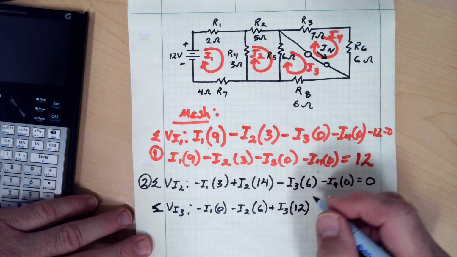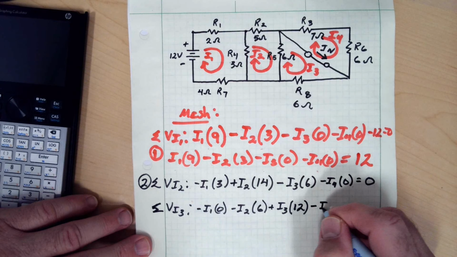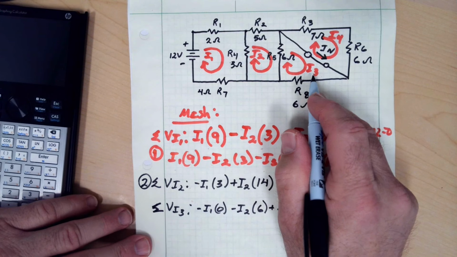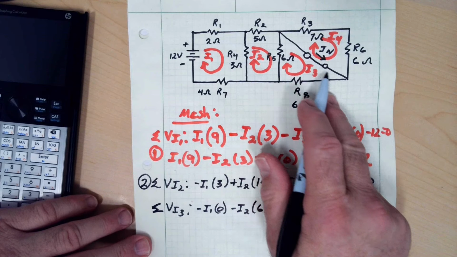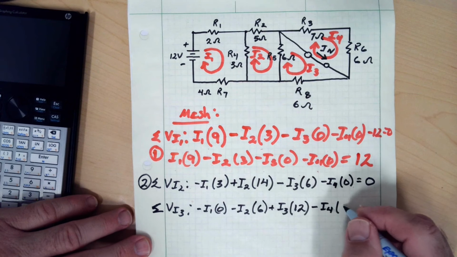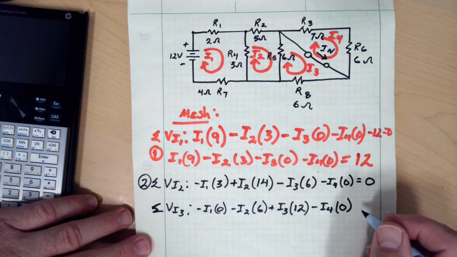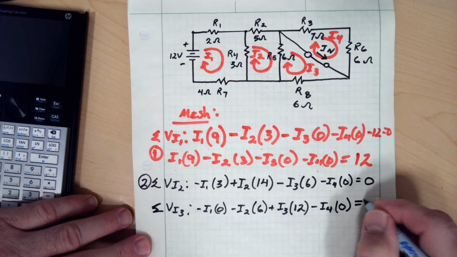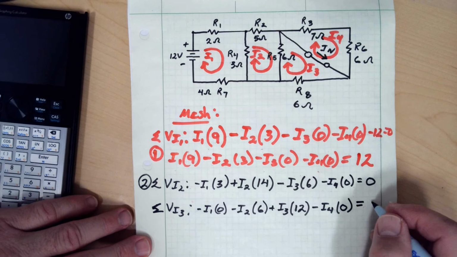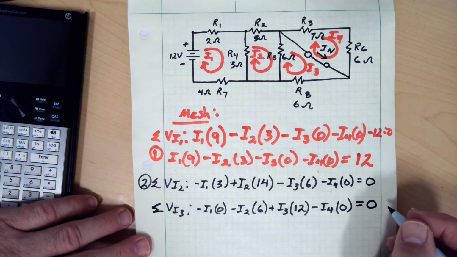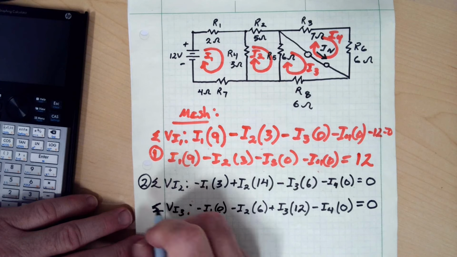And then we have an I4 term here. It touches the I3 loop, but we see here between the two of them we have 0 ohms. So we just put that 0 ohm term in there. And again, there are no voltage sources in there, so that just equals 0. So that's our third equation.